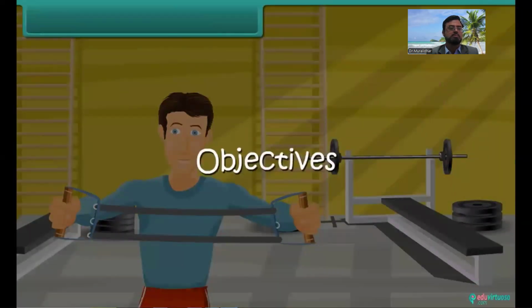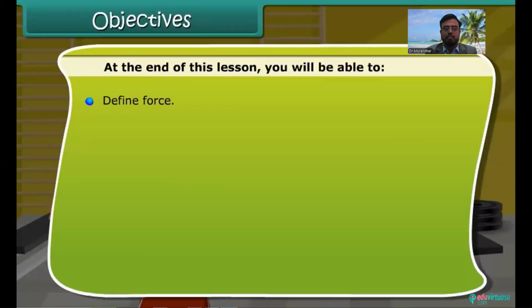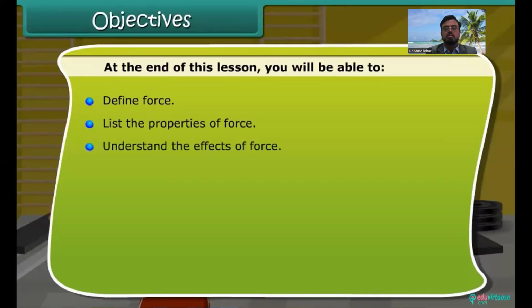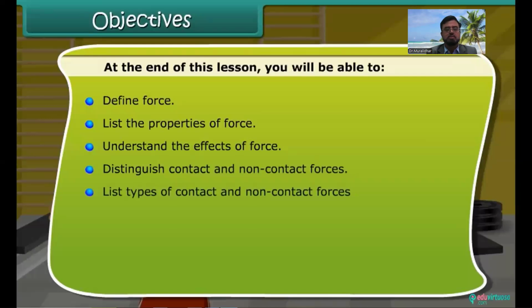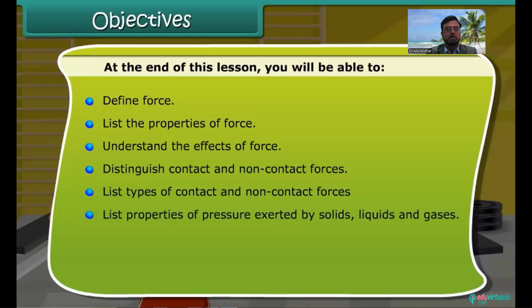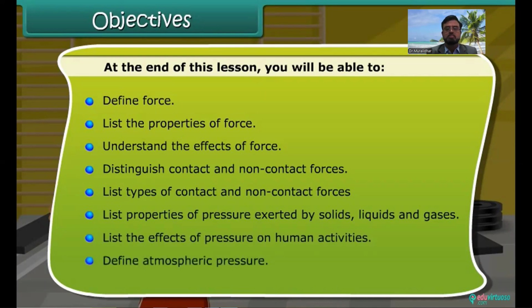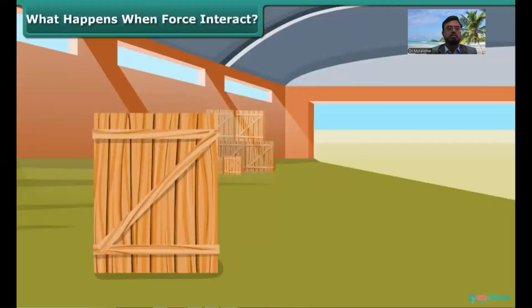Objectives. At the end of this lesson, you'll be able to define force, list the properties of force, understand the effects of force, distinguish contact and non-contact forces, then about pressure. List types of contact and non-contact forces, list properties of pressure exerted by solids, liquids and gases, list the effects of pressure on human activities, define atmospheric pressure. Total chapter, what we have.